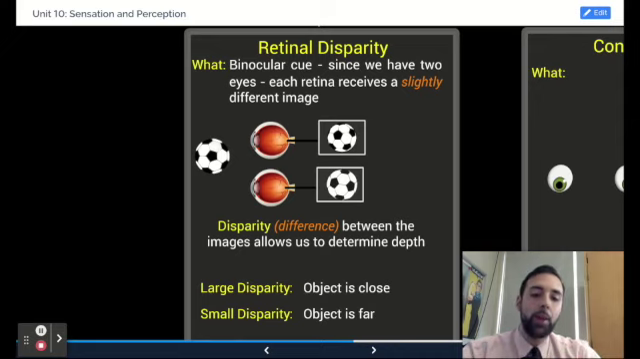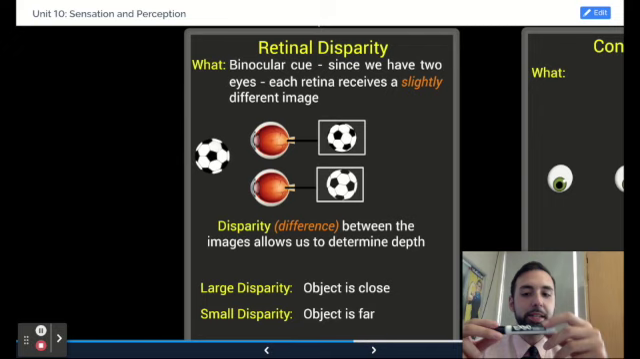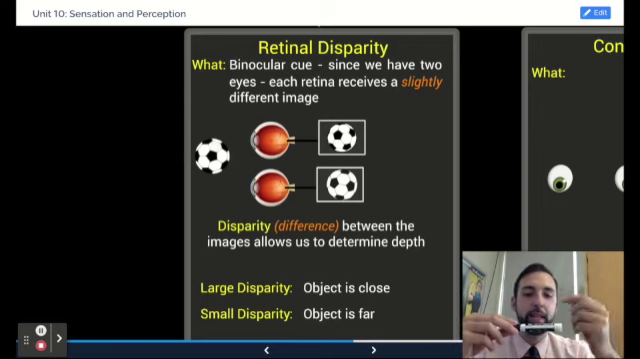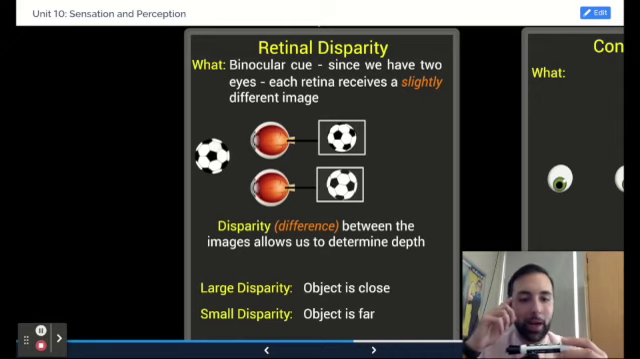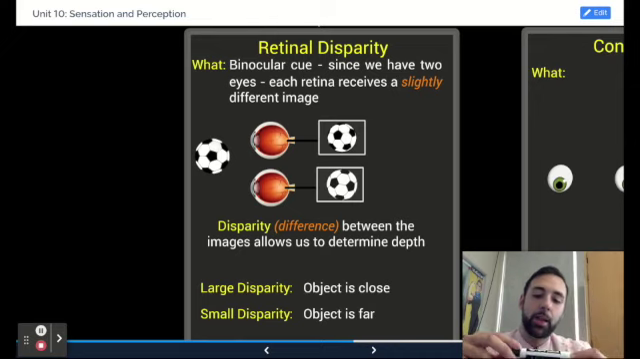Well, when an object is really close in front of us, I'm talking really, really close, each eye gets a really different angle on it. And as a result of that really significant disparity in terms of what each retina is receiving, again, light reflected off of this marker enters my pupil and hits my retina. Because each of my eyes is receiving a very different angle, my brain is able to evaluate that difference and determine that the object must be right in front of my face.